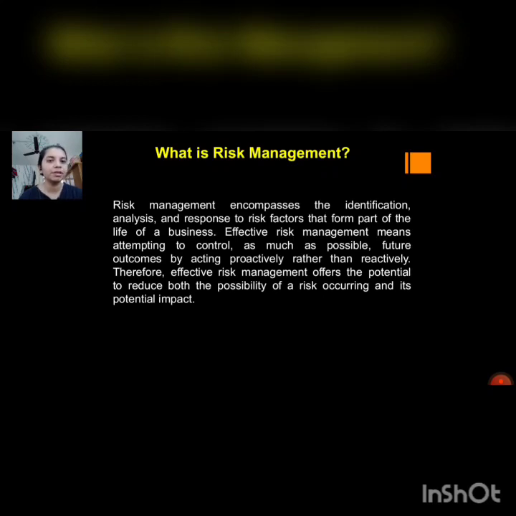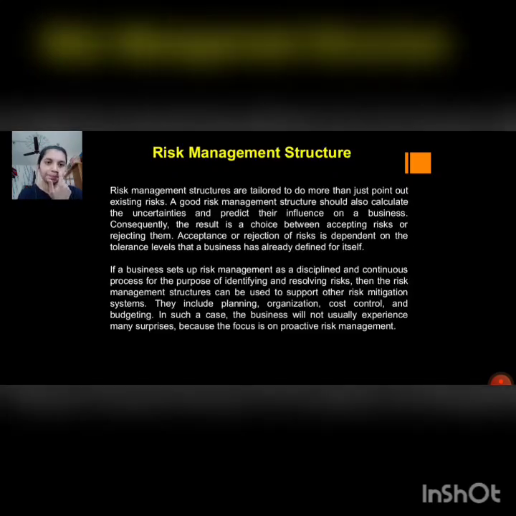Effective risk management means attempting to control as much as possible future outcomes by acting proactively rather than reactively. Therefore, effective risk management offers the potential to reduce both the possibilities of a risk occurring and its potential impact.